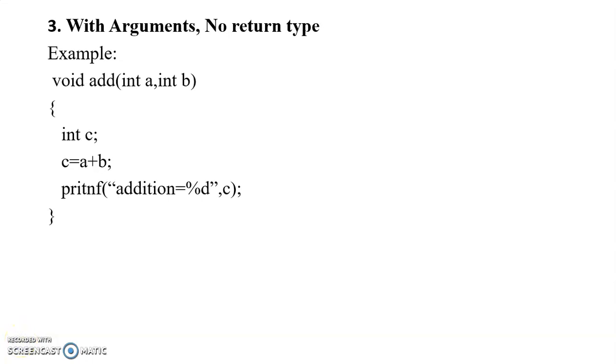We'll see the third type, that is with argument, no return type. Now with argument means we are passing a parameter here. Now you can see the difference with the previous examples. Fine. So here no return type. No return type means we always pass void here, because the value of void is null.